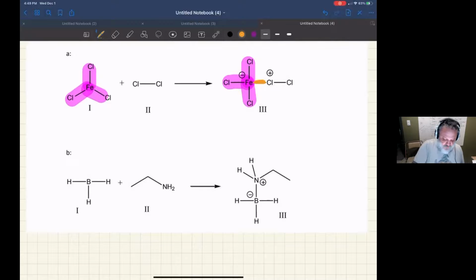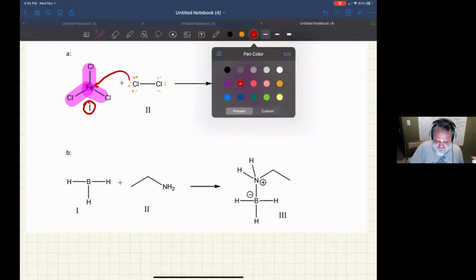Where did those electrons come from? Well, recall that in these structures, the chlorines all have lone pairs. And so that means that when it comes down to it, the electrons in the chlorine flowed towards the iron. And so that makes the iron the Lewis acid. Now let's take a look at the next one. We can do the exact same thing with that one.